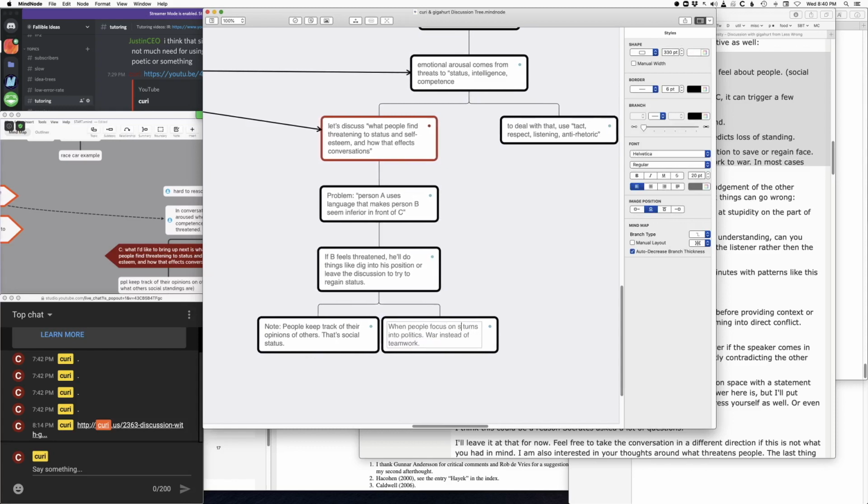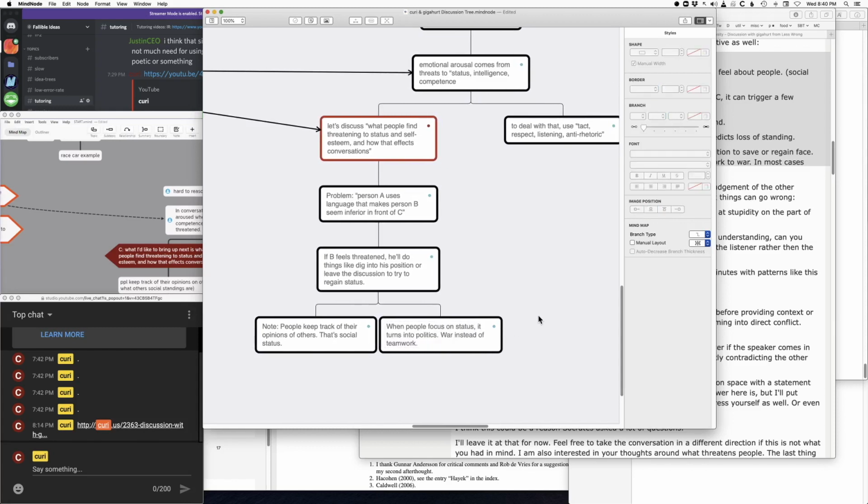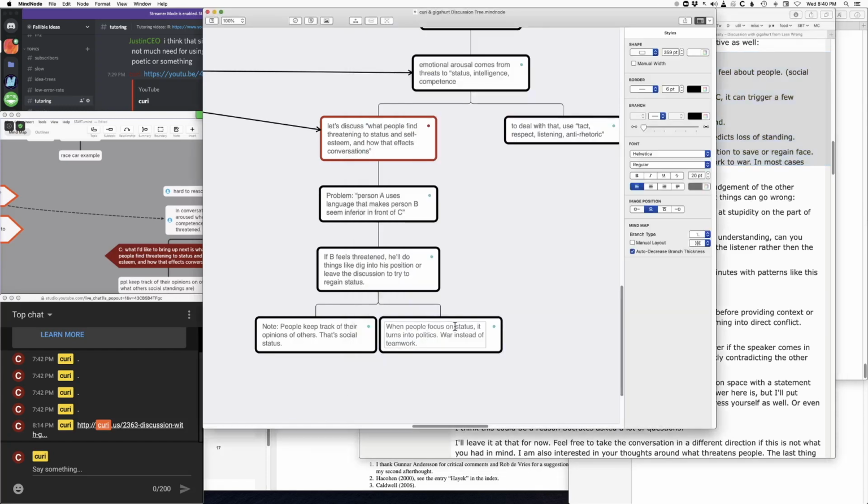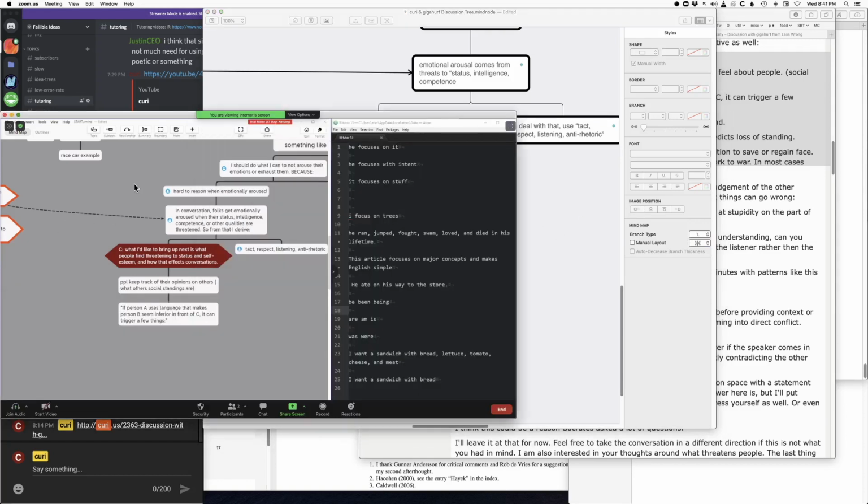When people focus on status, it turns into politics, war instead of teamwork. So when you do the politics, like the social dynamics, let's try to see. There we go. When people focus on threats to status, it turns into politics or war. So you're more afraid of losing social status, like you need to protect it, rather than thinking, oh, I'm wrong, how am I wrong? I need to know, please tell me.